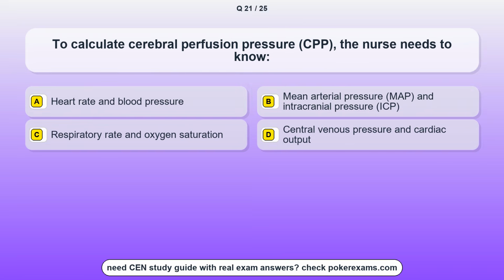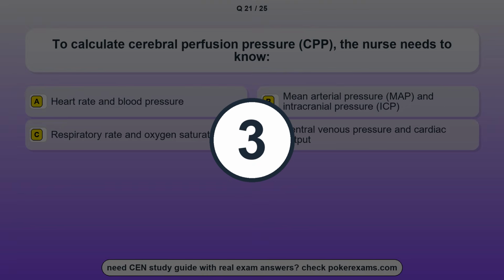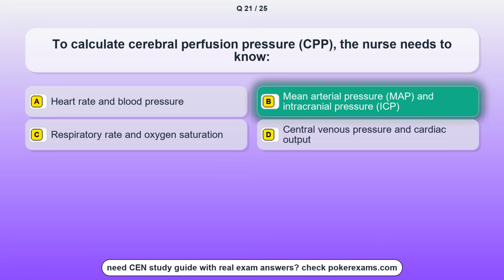Question 21. To calculate cerebral perfusion pressure, CPP, the nurse needs to know: option A, heart rate and blood pressure. Option B, mean arterial pressure, MAP, and intracranial pressure, ICP. Option C, respiratory rate and oxygen saturation. Option D, central venous pressure and cardiac output. The correct answer is option B, mean arterial pressure, MAP, and intracranial pressure, ICP.